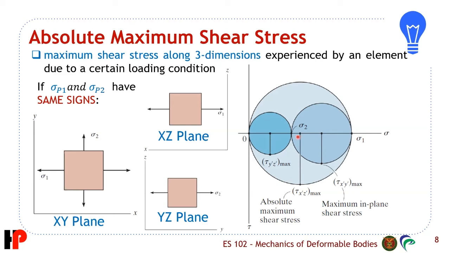So, how do we find this value, tau x prime y prime z, or the absolute maximum shear stress? It is the radius of the big circle. So, how do you find the radius of the big circle? Remember, this is 0, this is sigma 1. Therefore, the distance from 0 to sigma 1 is just your diameter. You take the half, you get the radius. So, for same signs, it is equal to sigma p1 over 2.